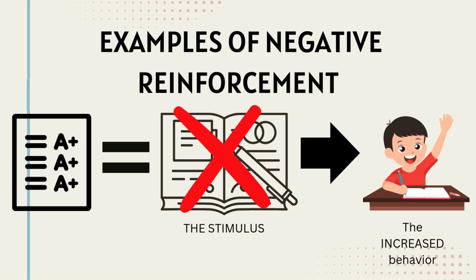An example of negative reinforcement is if you get an A on a test, you can remove the student's homework. The homework would be the stimulus, and then that would lead to increased student behavior, and the behavior being student motivation, student engagement.